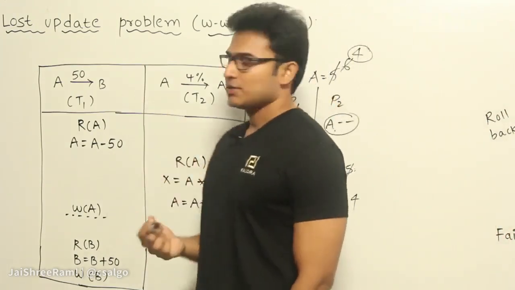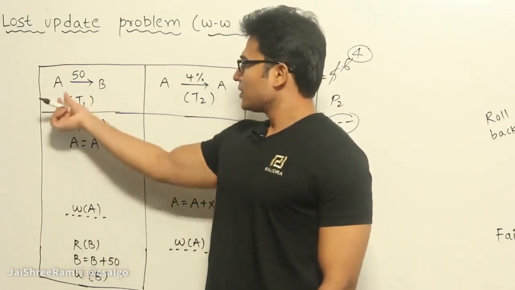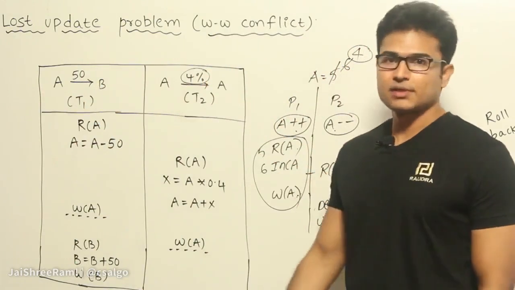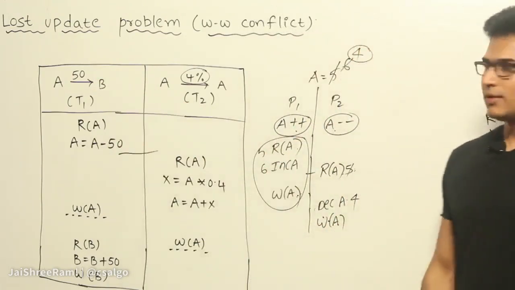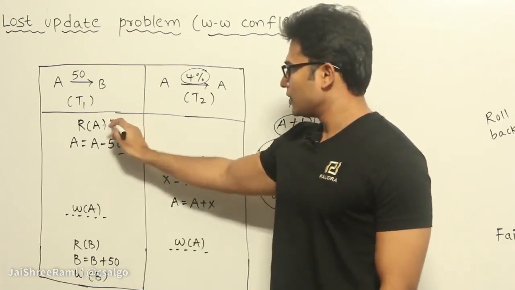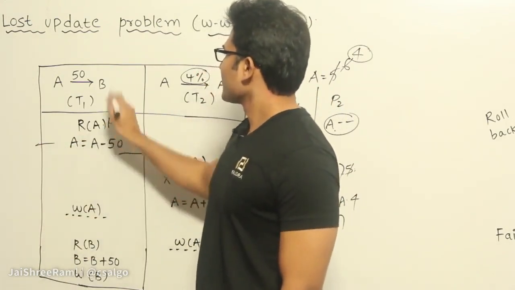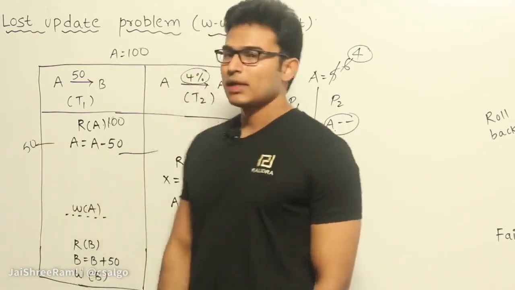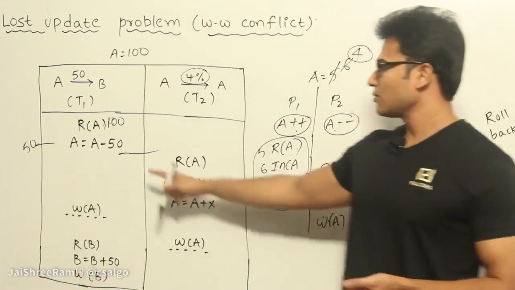Look at this. Now there are two transactions. One transaction is trying to decrement the value of A by 50, which means it is actually transferring money from A to B by 50, and the other transaction is trying to increment the value of A by 4%. Now let us say while executing this transaction there is some preemption here. Let us say the initial value of A is 100. The local copy of A at this point is going to be 50, but it is not yet written. Therefore this update will be in the local temporary memory. It is not yet propagated to the hard disk.